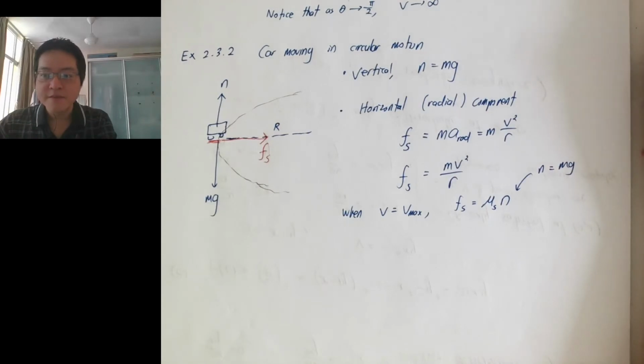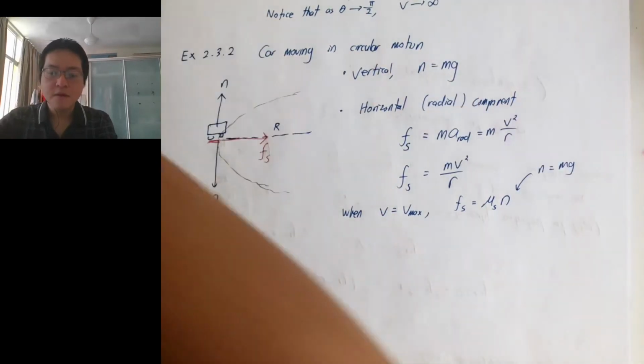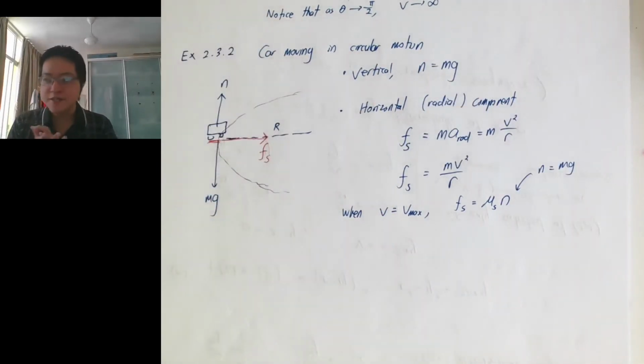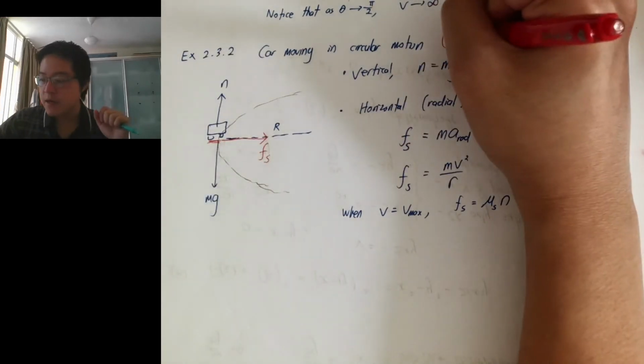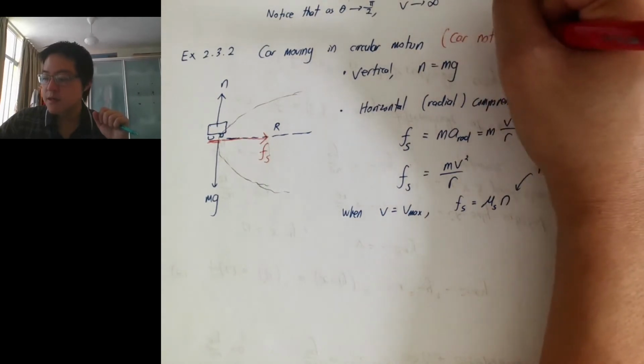Why is it static friction? Okay, I will come to it soon. The main reason is because the car is not sliding. So there is no relative motion against the ground. The car is not slipping or sliding.